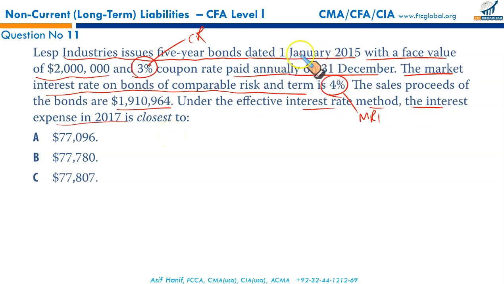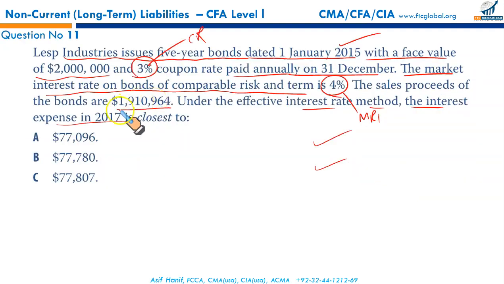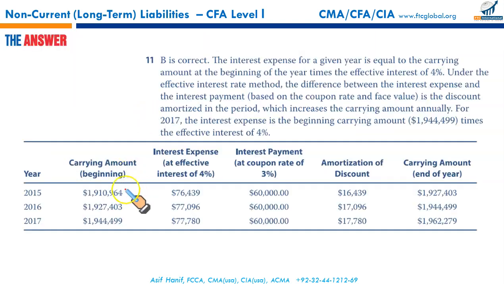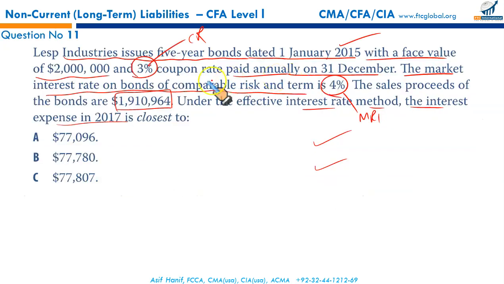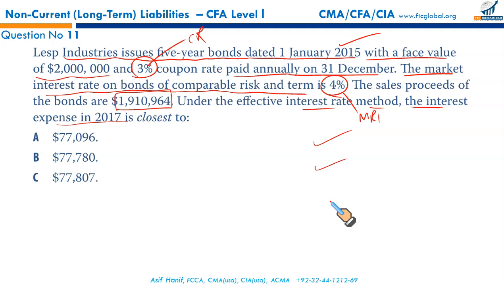Under the effective interest rate method, what is the interest expense in 2017? Now this is twisted, because the bond was issued on 1st January 2015, so whole of 2015, whole of 2016 and whole of 2017. So you need an amortization table like this. You will first calculate, and I think you have already been given the value you received, 1,910,964. This is the starting value of your bond. Now, this is what we did in our overview. Your interest is paid on coupon. 3% of 2 million, that is 60,000 every year. But the expense is calculated by multiplying the carrying value of the bond with the market rate of interest, 4%.